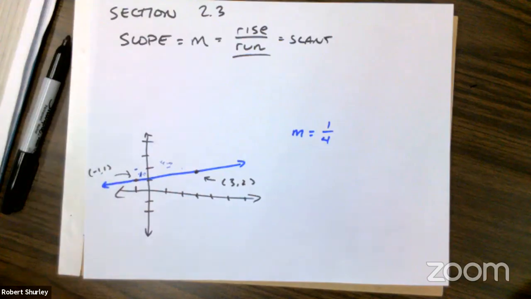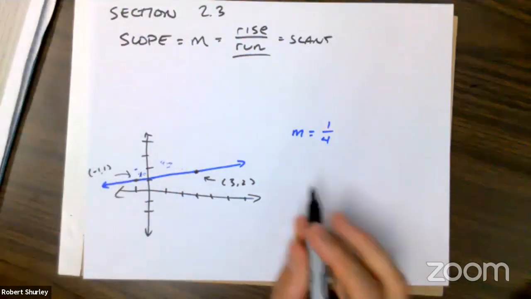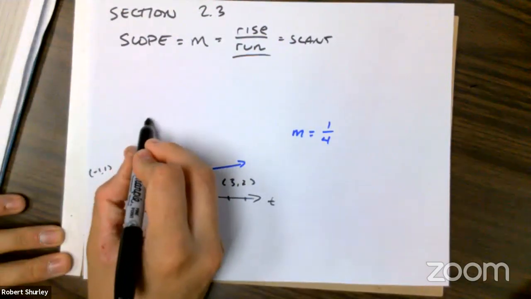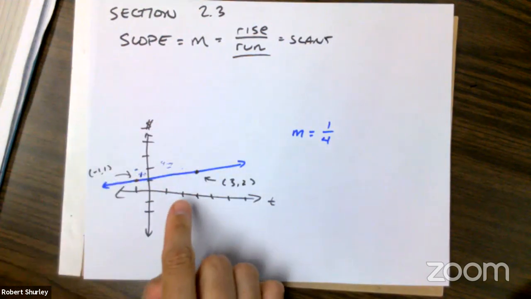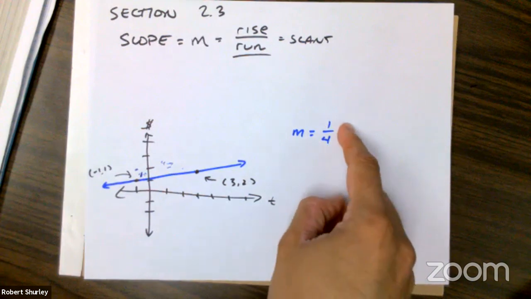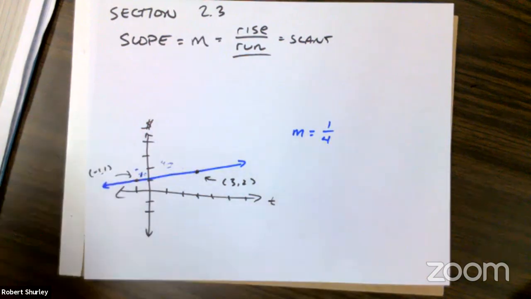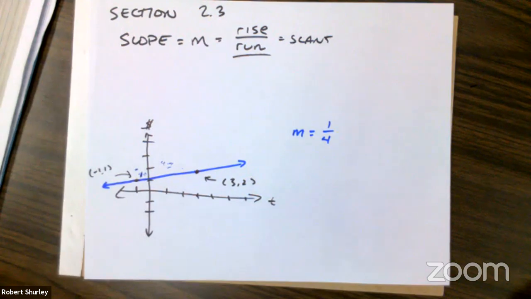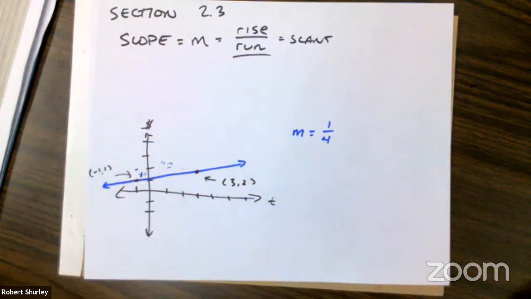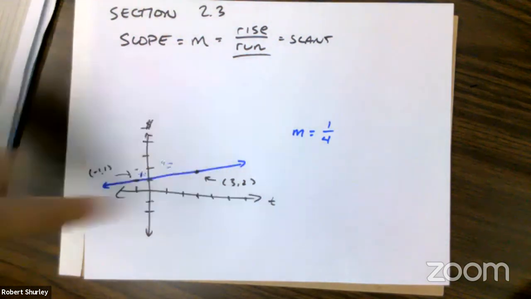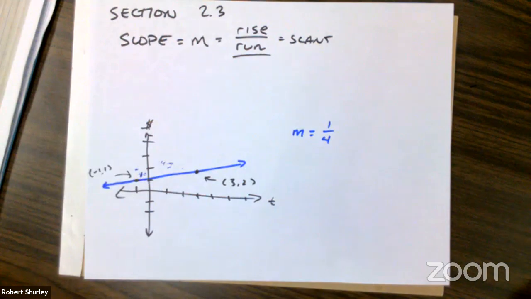Or if we're talking about a real life example, if we were looking at time and money, that slope would tell us, hey, for every 4 months, we're gaining $1 or whatever time and money was. For every 4 days, we're gaining $1 million. Okay, there's no units on there, but the slope tells us the change that's happening over time if the x value is time.